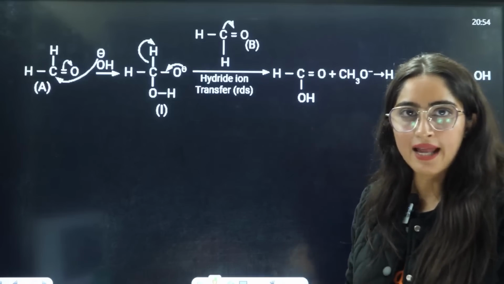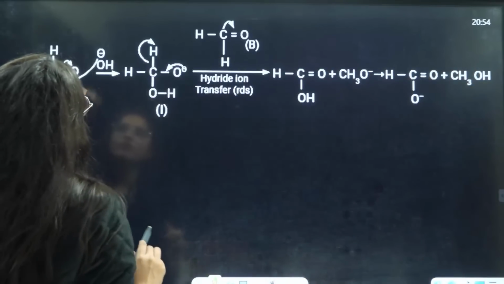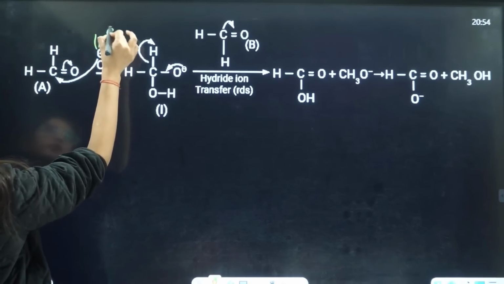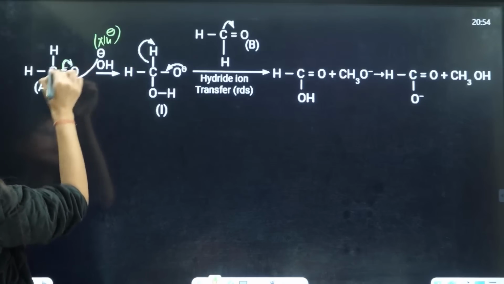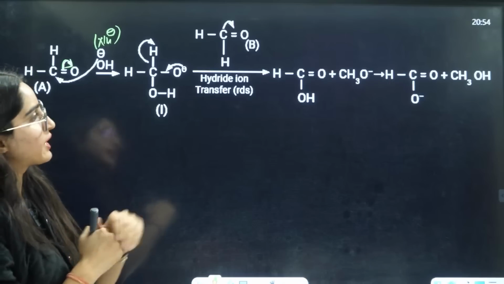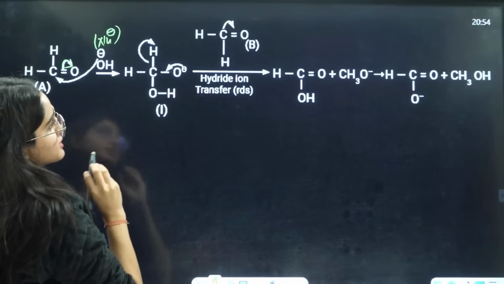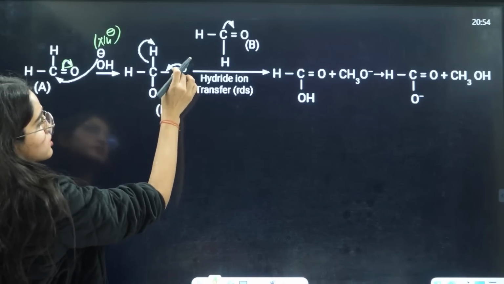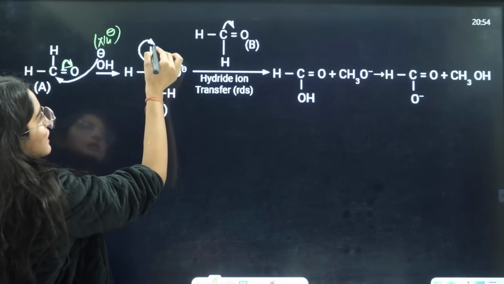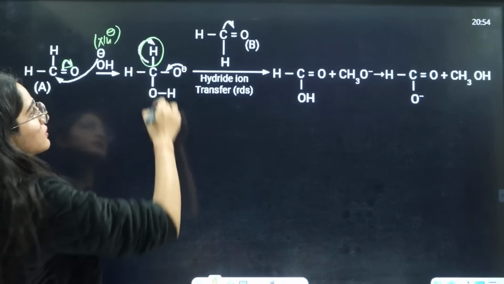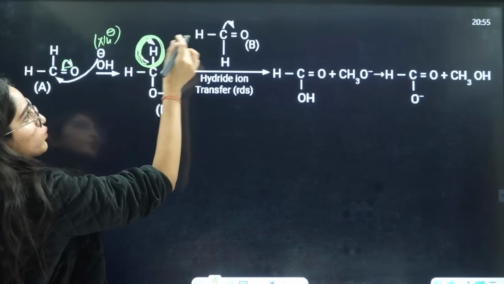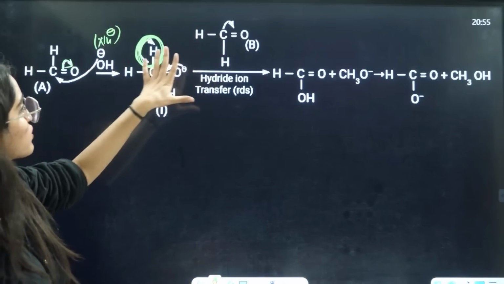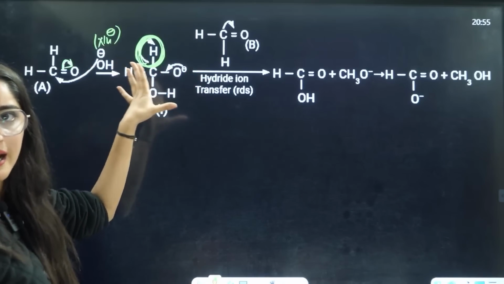Now, let us see the mechanism. Firstly, this OH negative is going to act as a nucleophile here, not as a base. It will attack here, electrons will jump here, and you will have the attachment of OH negative. Now, hydride transfer will happen in this place, right? After the hydride transfer, this is your O negative. This hydride is going to transfer to this molecule, because here you will have the formation of this acid.